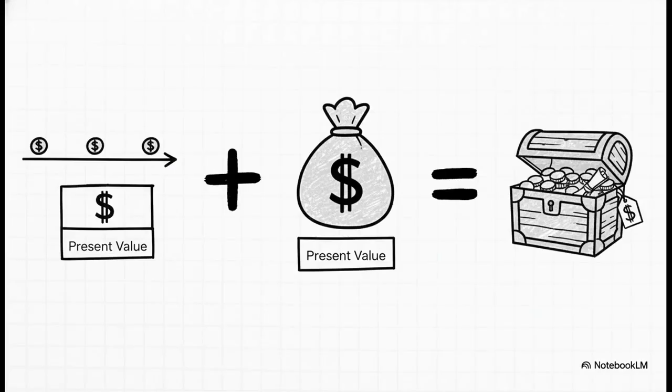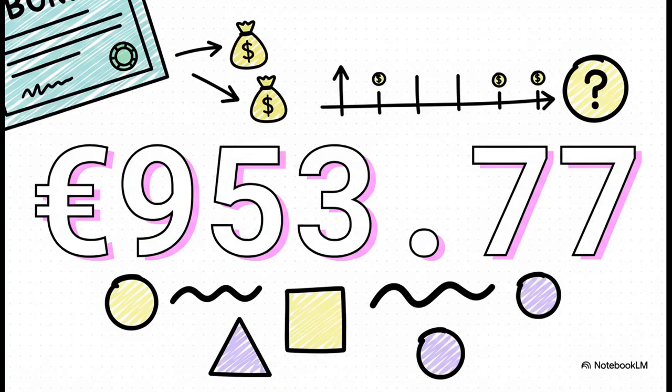So the process is actually beautiful and logical. All you do is calculate the present value of that annuity of coupon payments. Then you calculate the present value of that final lump sum payment. Add those two numbers together, and that's it. You've got the fair price of the bond today. And for the specific bond in our source material, when you run those numbers, you get a present value of €953.77. That's the answer. You just use the fundamental principles of finance to figure out what a real-world financial asset is actually worth. How cool is that?